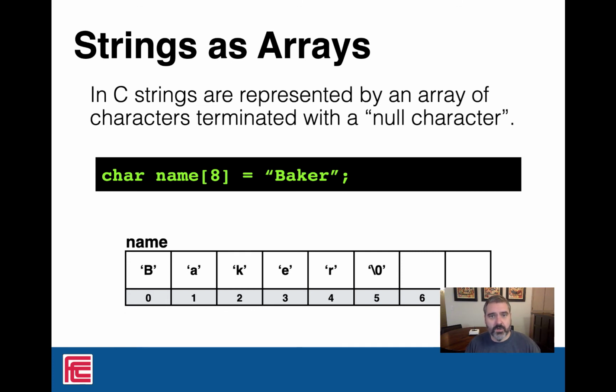And that's the way strings have worked in C since 1969. And so here I've got a string baker, and it's literally creating an element that has B-A-K-E-R, all separate characters terminated by a null character.